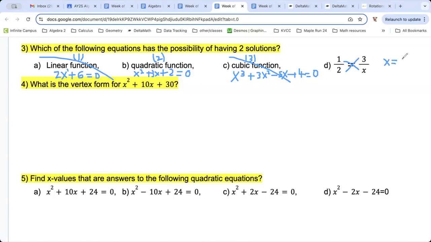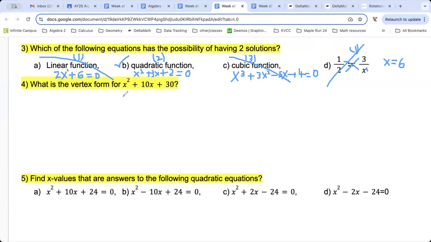Again, this one, X is to the first degree. So this one has 1 solution only. Okay. So that's not it. So what's the answer for that one? The correct answer is B. Quadratic equations, the ones that have potentially 2 solutions. Okay. All right. So this is also pretty straightforward.